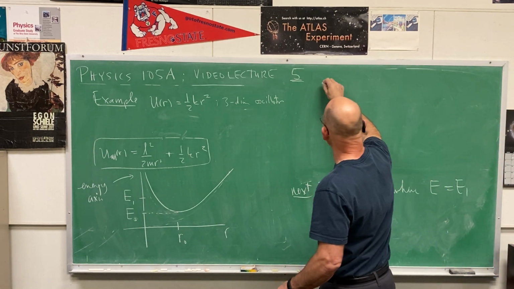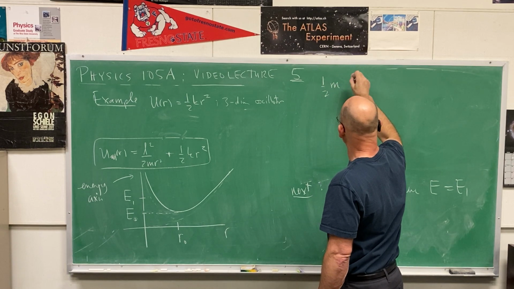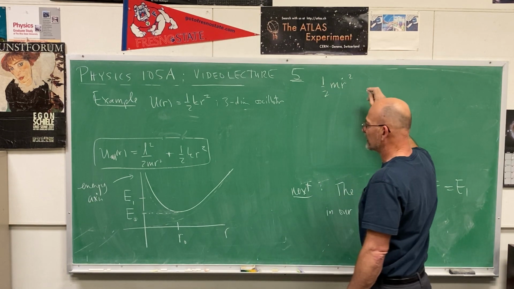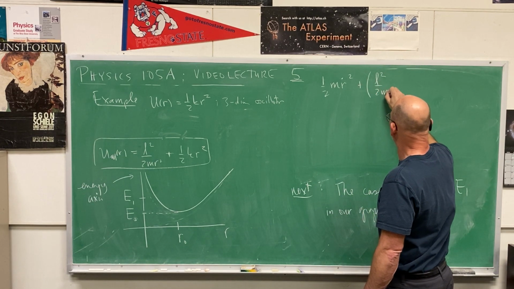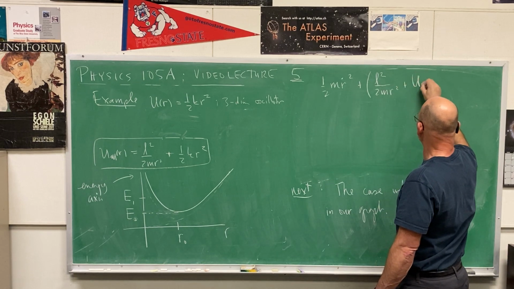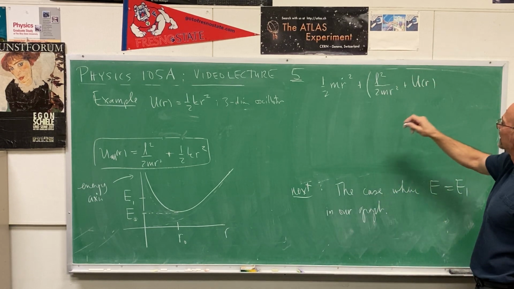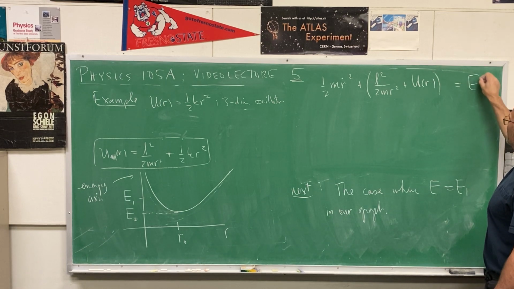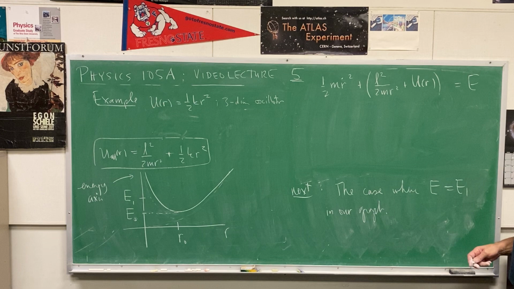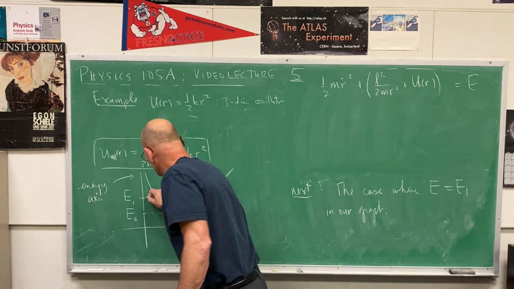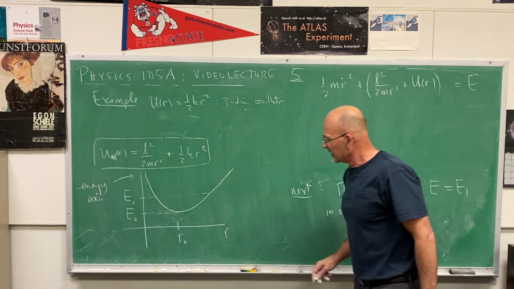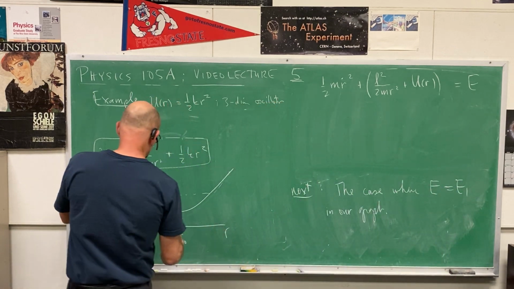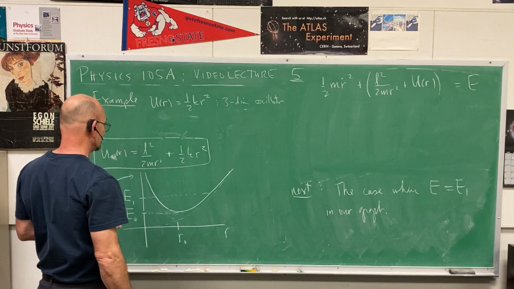Because we're looking back at 1/2 m r dot squared plus U of R. This time I won't write the concrete case, but the general case, equals E. So we're talking about E equal to E1. Then I'm going to dot all the way across here. Then there are many values of R for which this equation can be satisfied.